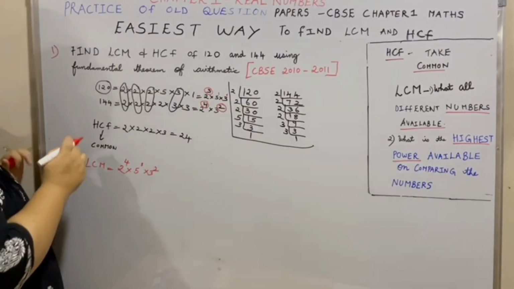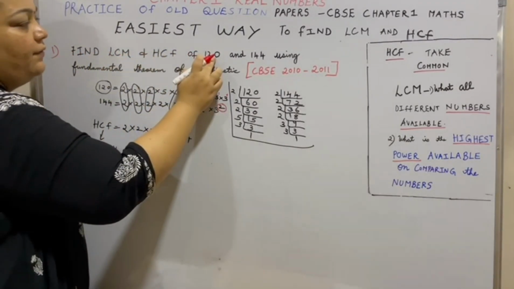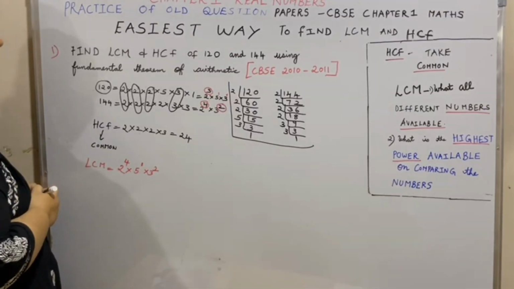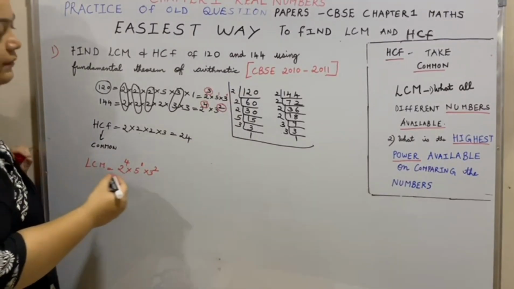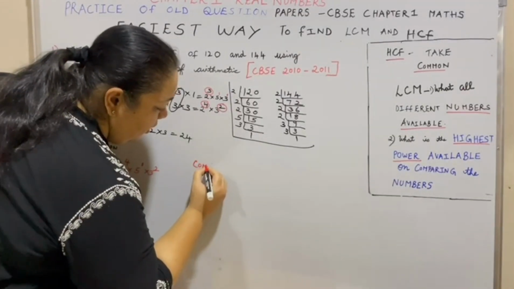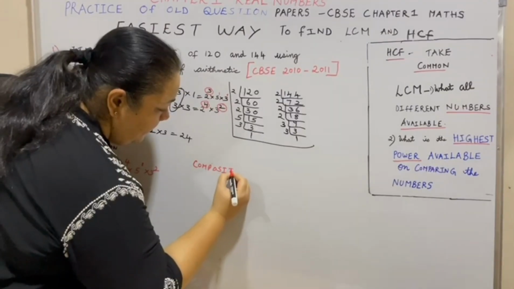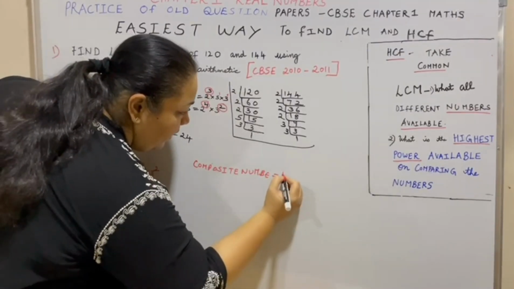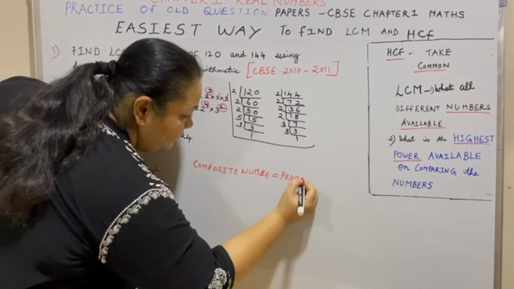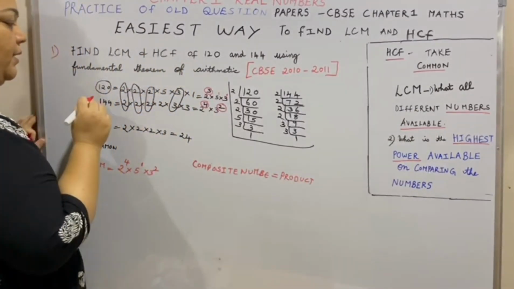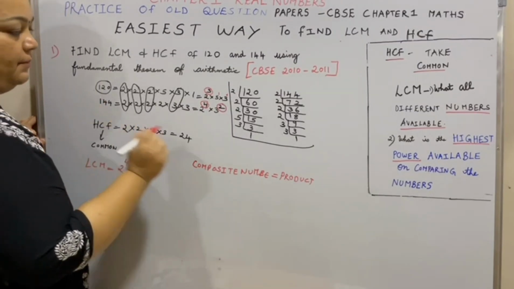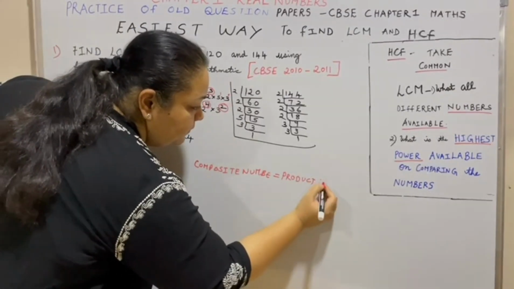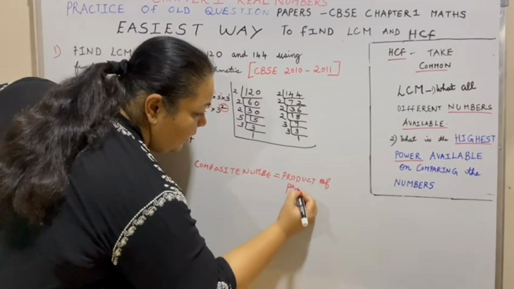This is the LCM. So they are asking to find the LCM and HCF of 120 and 144 using the fundamental theorem of arithmetic. What is the fundamental theorem of arithmetic? It is nothing but that a composite number is equal to a product of primes. We all know 120 is a composite number, 144 is a composite number, and these are all prime numbers. So a product of primes. That is the fundamental theorem of arithmetic.